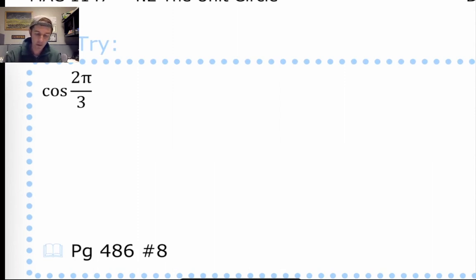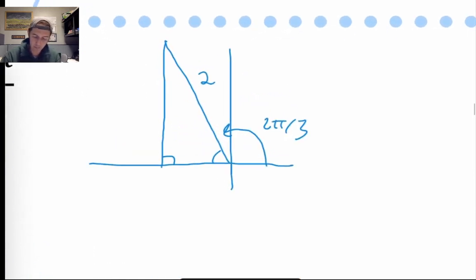Cosine of 2 pi over 3. 2 pi over 3 I know is in the second quadrant. It's not 3 pi over 3, it's 2 pi over 3. So it's high in the second quadrant. I'll drop my vertical leg so that it's perpendicular to the x-axis. I'll use a hypotenuse of 2. I know that this angle measure is 2 pi over 3, which means that my reference angle in here, excuse me, is pi over 3.